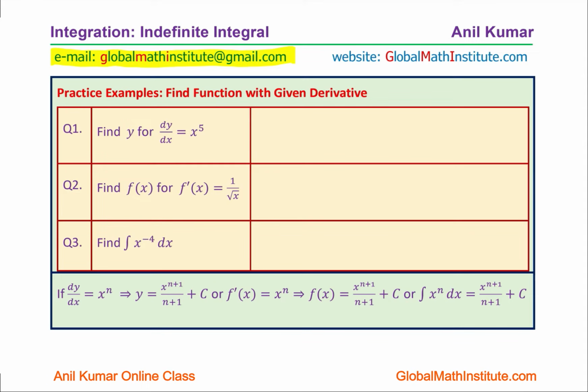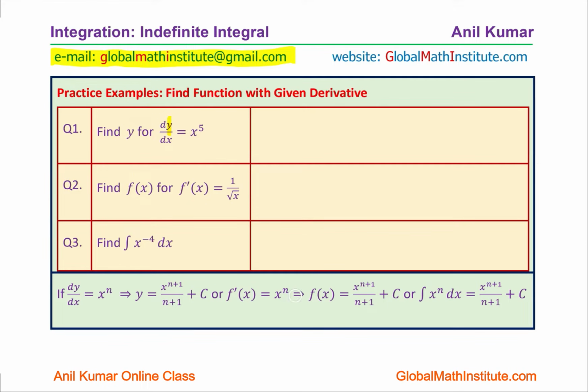Now, question number 1 is find y for dy/dx equals x to the power of 5. So this is a differential equation. We are given the derivative. We want to find y, the function itself. Clear? Second, find f of x for the derivative of f of x equals 1 over square root x. Clear? And then the above language is written in the integral form, the formal language which we are going to use from now onwards. Find the integral of x to the power of minus 4 with respect to x, right?